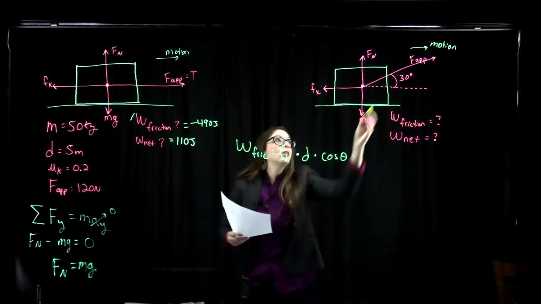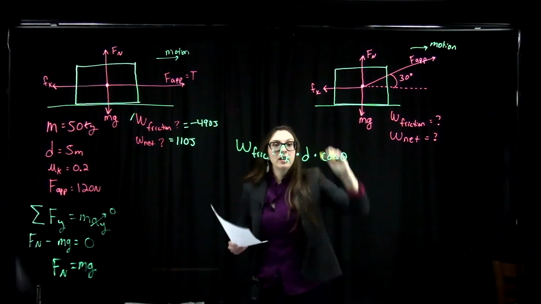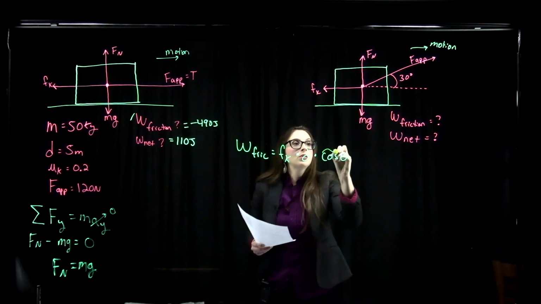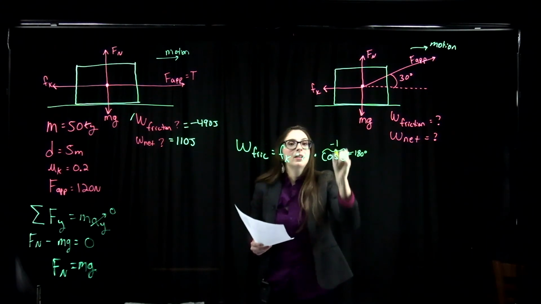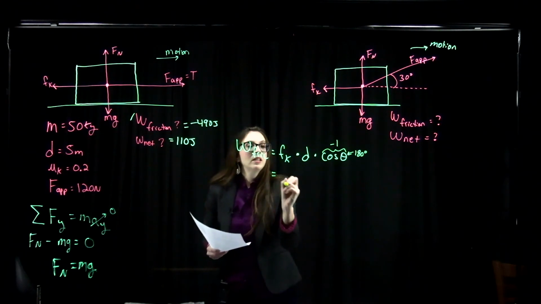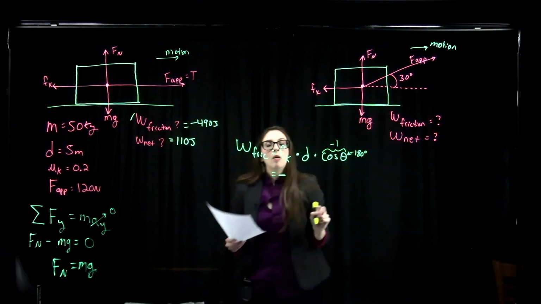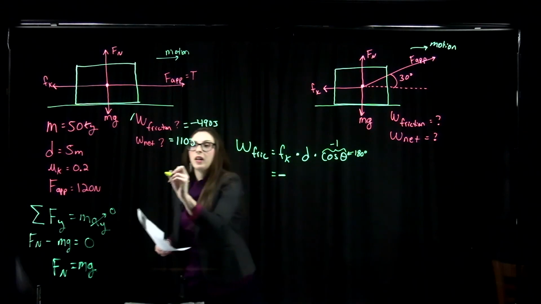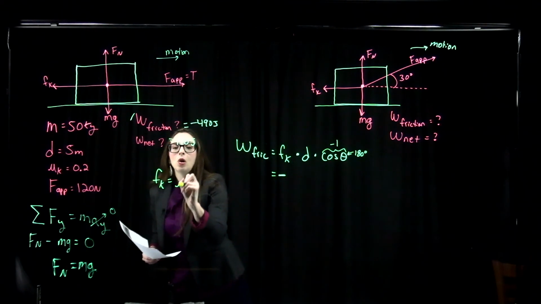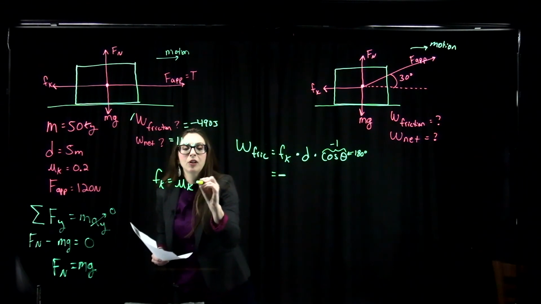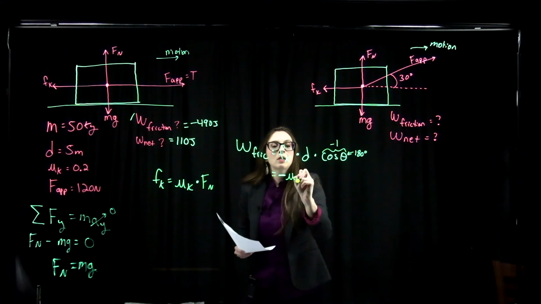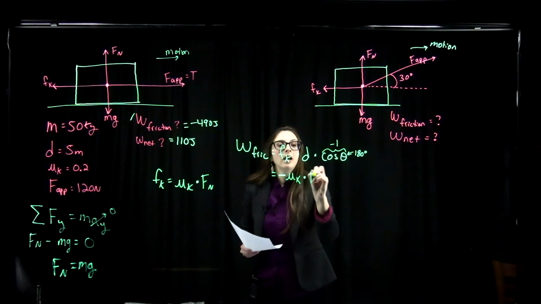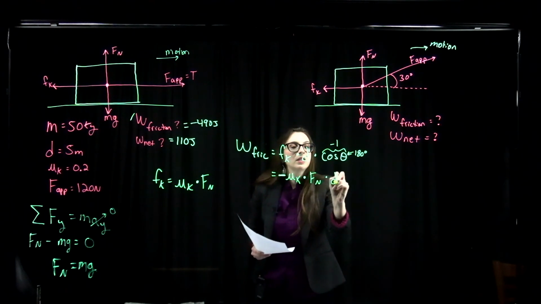So this angle is going to be 180 degrees for our friction force. Cosine of 180 degrees we saw was minus 1 earlier. Okay, so this is equal to minus, remember, our force of kinetic friction is always equal to the coefficient of kinetic friction times the normal force, okay? So we've got minus mu k times the normal force times our distance.